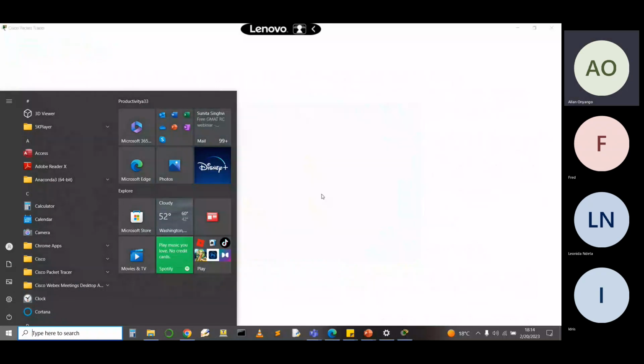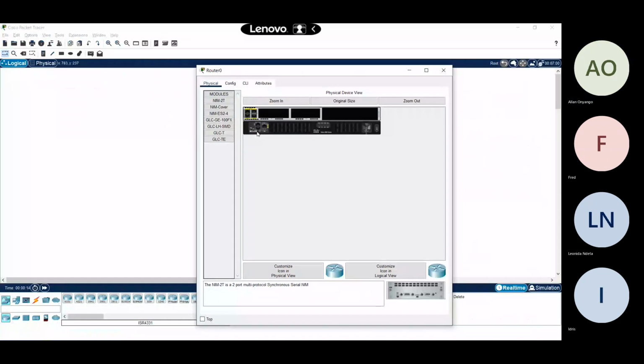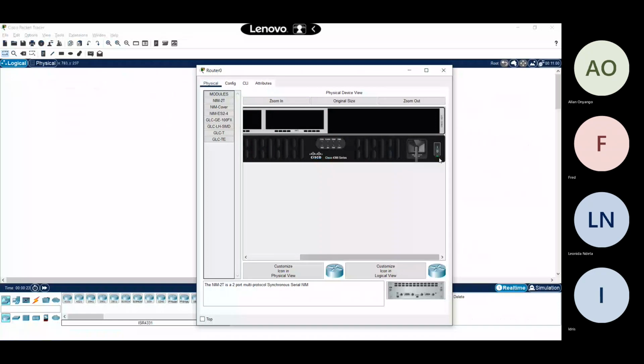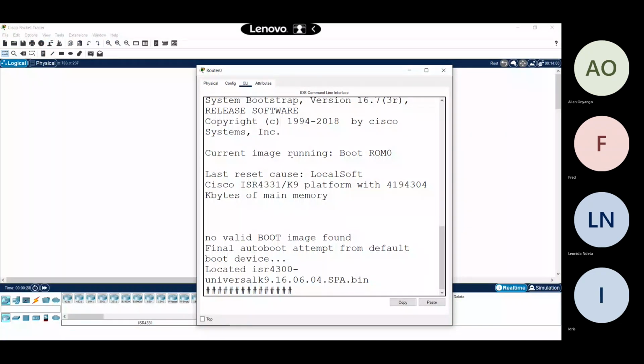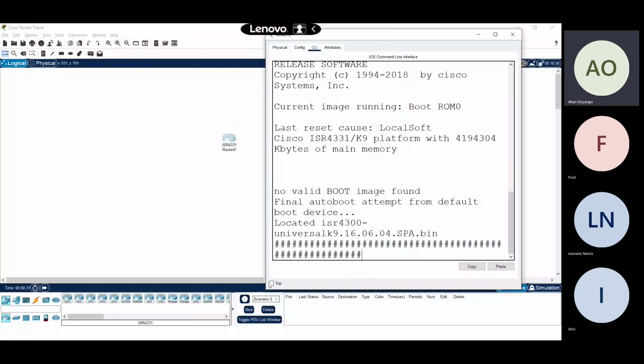Yeah, my Packet Tracer is here. So let me bring up a router here. Maybe I can pick up 4331 here. Okay, so my router is just powering on here, and I can also bring a PC here. Oh, let me grab a laptop here.